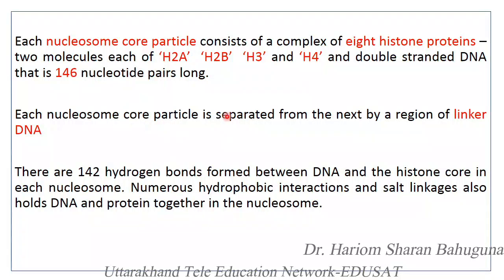Each nucleosome core particle is separated from the next by a region of linker DNA. It means the DNA present between two consecutive nucleosome particles is known as the linker DNA. And how this DNA remains attached over the histone octamer is due to the presence of 142 hydrogen bonds, and not only hydrogen bonds but a number of other interactions, hydrophobic interactions and salt linkages, hold the DNA around the histone octamer or histone core particle.